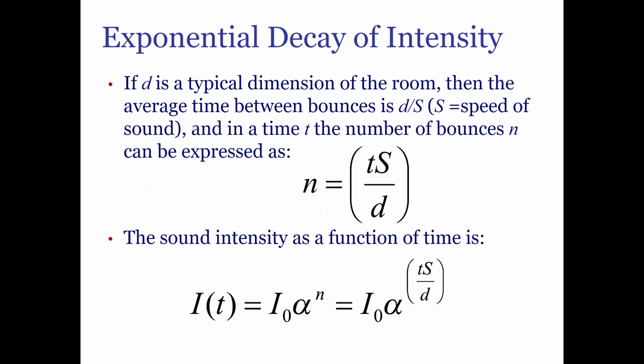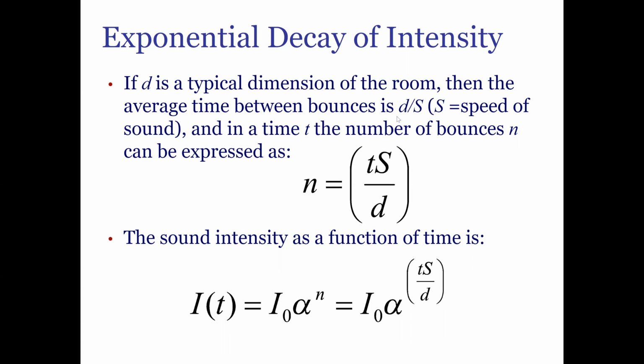So what we care about is how many bounces are going to happen. And we have a way of defining this, which depends on the speed of sound, that's the capital S, and the dimension of the room. Now, the typical dimension is kind of hard to define. It depends on the shape of the room. In a typical square type room, it would be like, what is the width of your room? What is the height of your room? What is the length of your room?